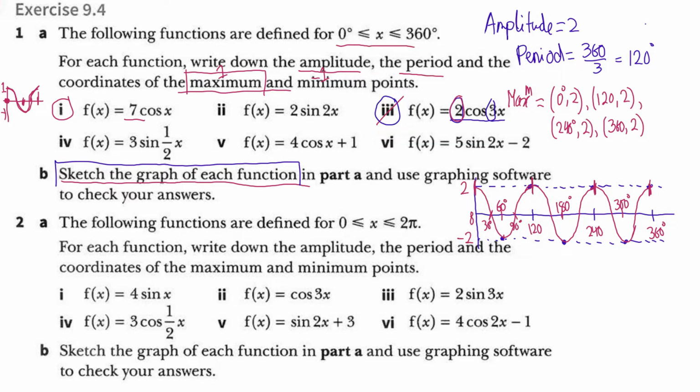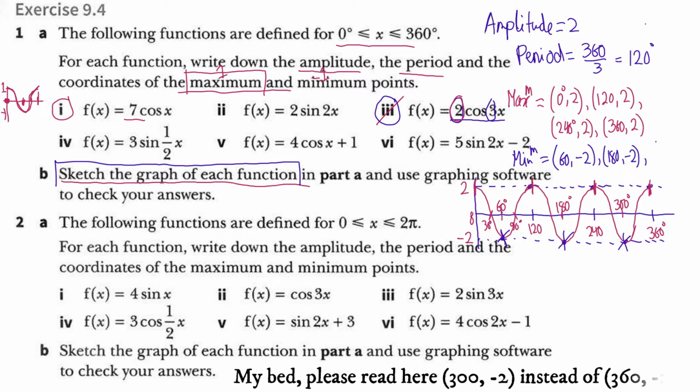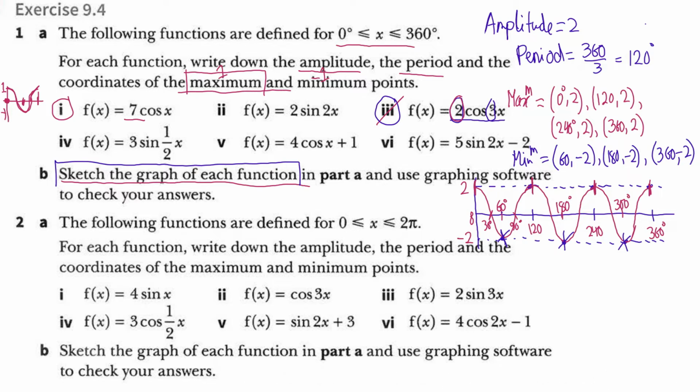Let us consider the minimum points. There are 3 minimum points we got from here. One is 60 degrees and its minimum is -2. This is the first coordinate for the minimum, which I marked with blue color. Second and third coordinates of the minimum points: you can write here 180 degrees and its minimum is -2, and another one at 360 degrees and its minimum is -2 as well. So this is the total sketch with the maximum points, minimum points, amplitude and the period.